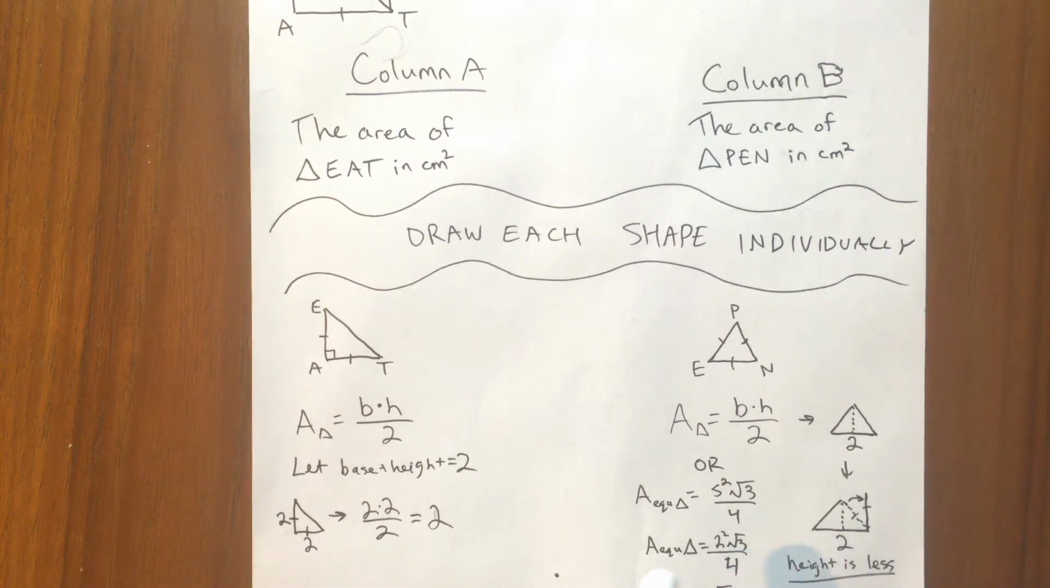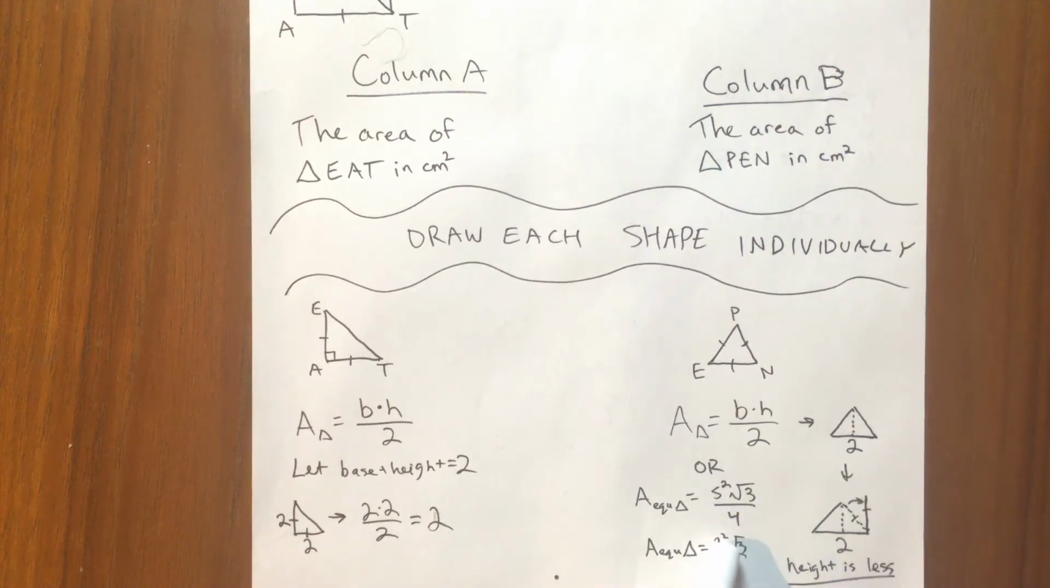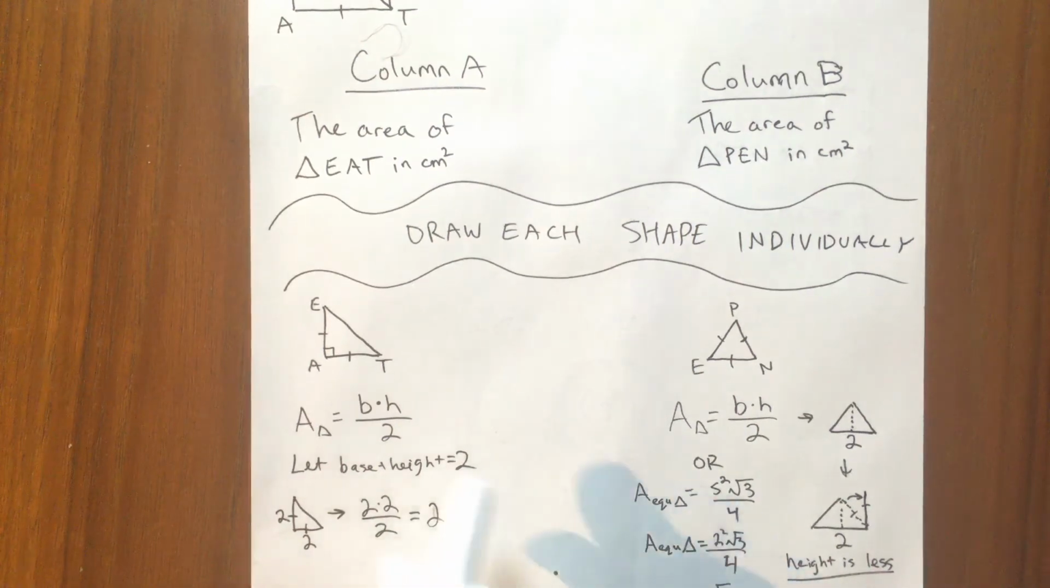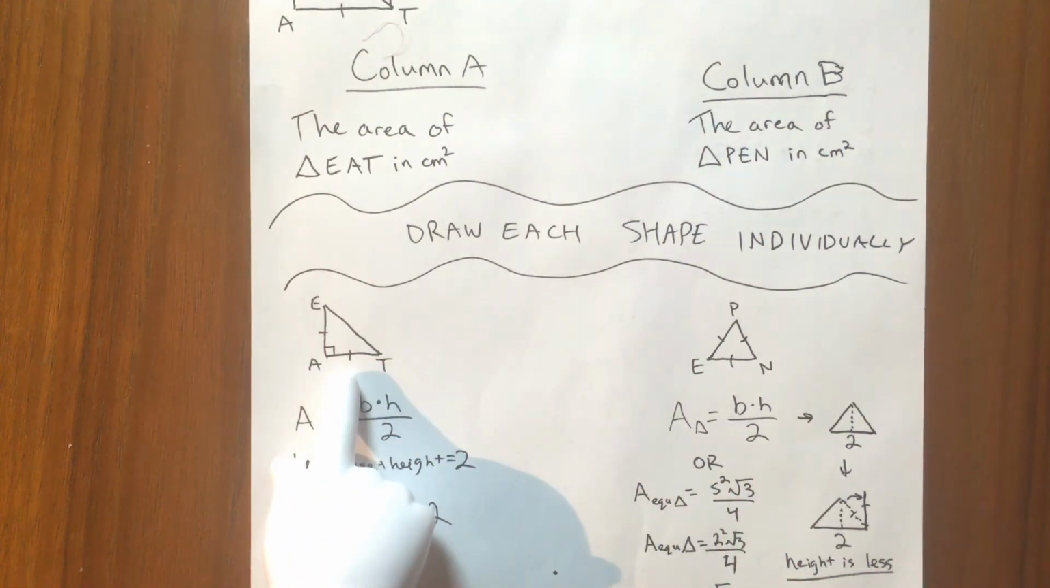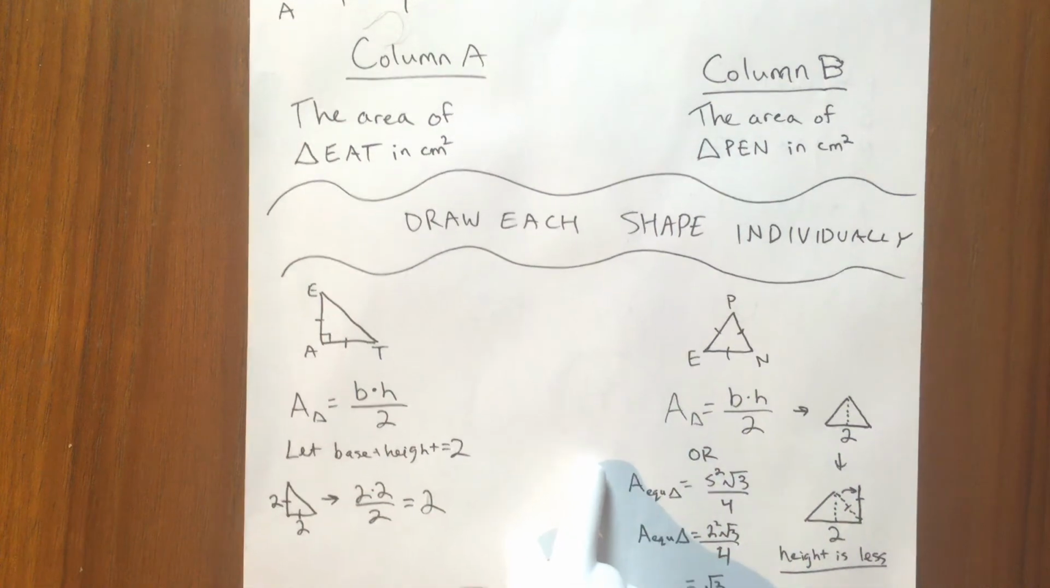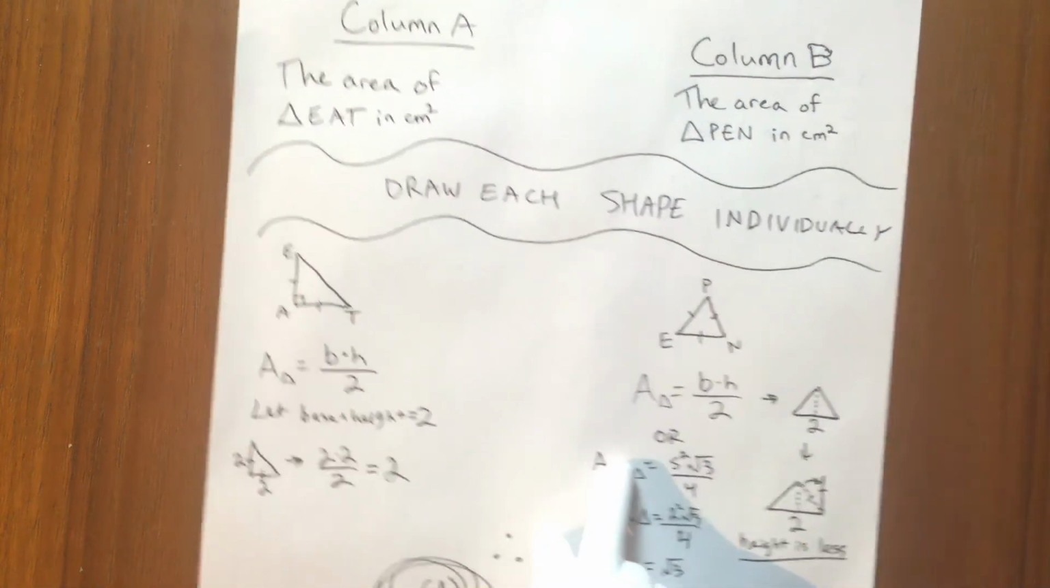The area of an equilateral triangle is one side, or S, squared times the square root of 3 divided by 4. If I do the same thing and plug in 2, then I get the area of this one is root 3. So you can clearly see EAT is a little bit larger. But let's say you didn't know the area of an equilateral triangle. That's kind of an unknown formula for lots of people.